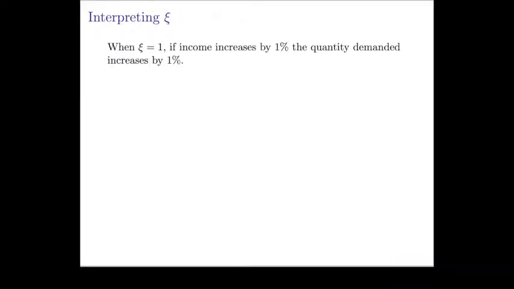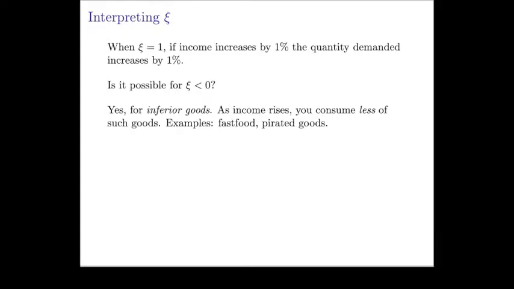Now, how do we interpret this? What does this mean? Well, let's suppose the income elasticity is 1. This says that if you have a 1% increase to your income, then your quantity demanded is going to go up by 1%. Is it possible that you could have a negative income elasticity? Yes, it is possible. A good for which we have negative income elasticity, we call an inferior good. Why do we call it an inferior good? It's because as your income goes up, you actually consume less of this good.